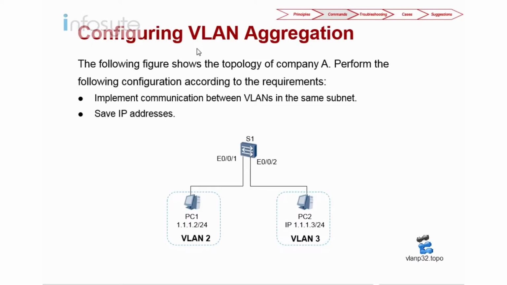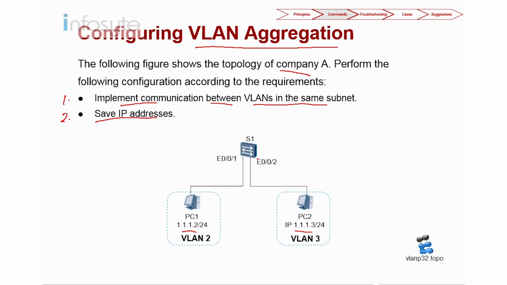Let's look into the next exercise here. We are going to look into the configuration on VLAN aggregation. Still on Company A, we have this configuration. There are two requirements. The first requirement is to implement communication between VLANs in the same subnet. The same subnet here refers to 1.1.1.0/24. They need to be able to communicate among themselves, so clearly this is a requirement for VLAN aggregation. The other requirement is to save IP addresses, which is also another indicator that VLAN aggregation is required.